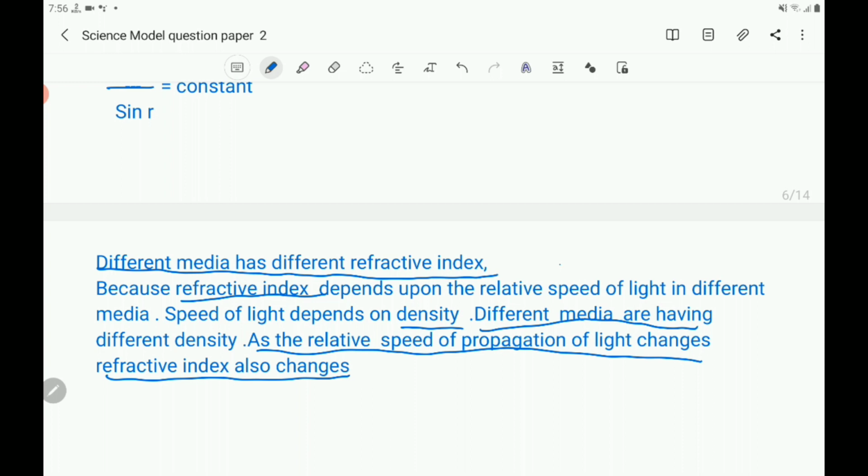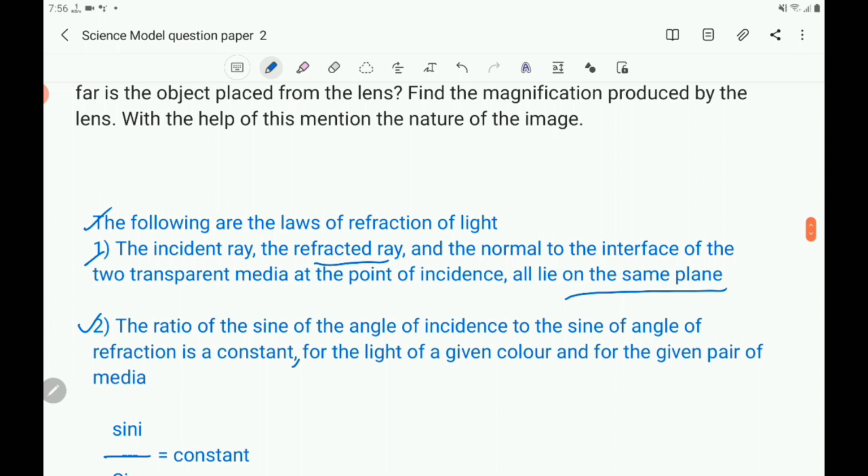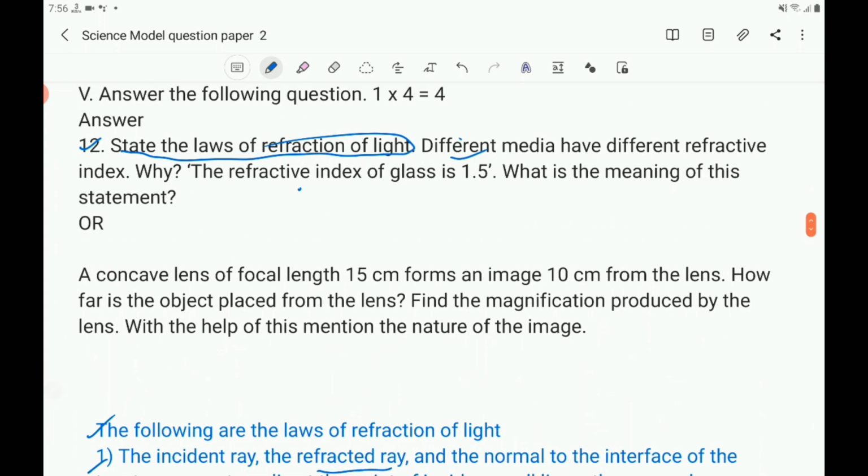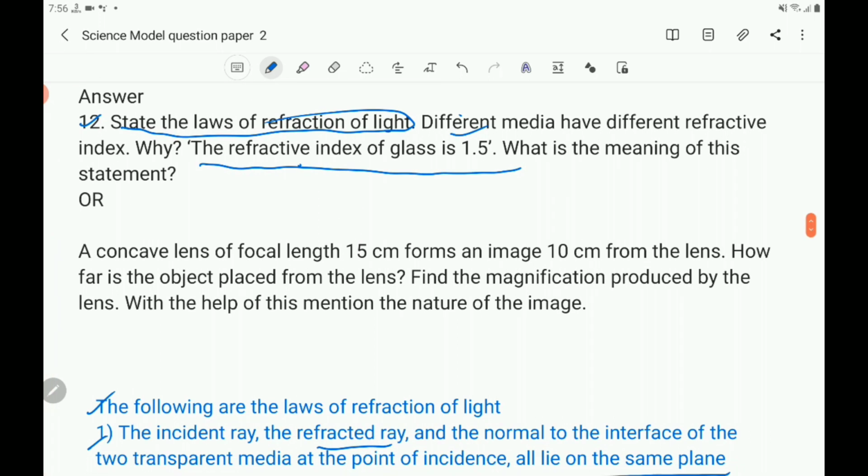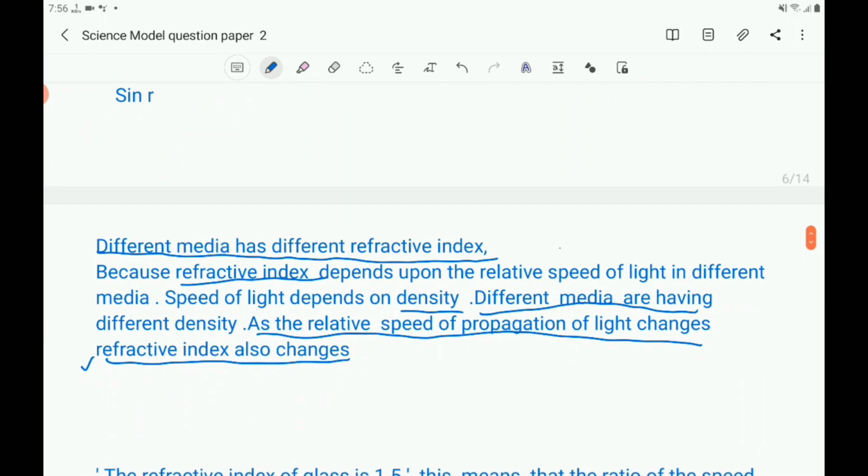You know that different media are having different density. So the speed of light changes from medium to medium. So the relative speed of propagation of light also changes. As the relative speed of propagation of light changes, refractive index also changes. Then the third part, the refractive index of glass is 1.5. What is the meaning of this statement?